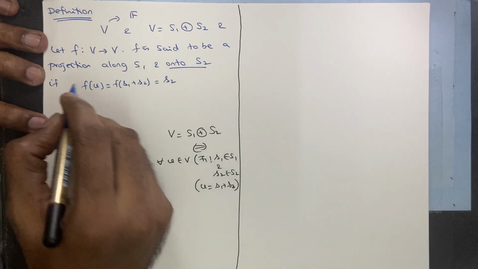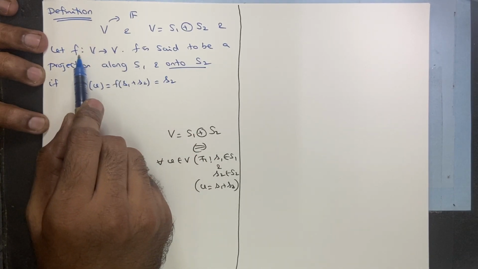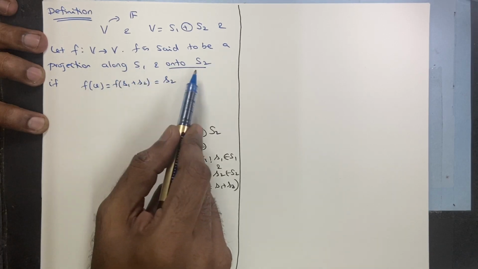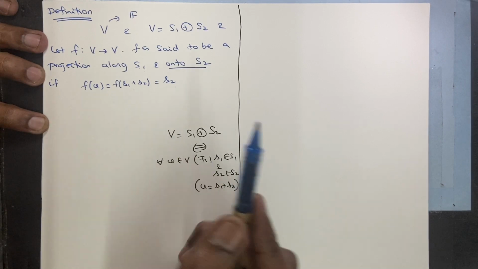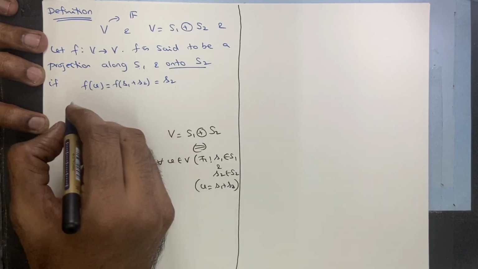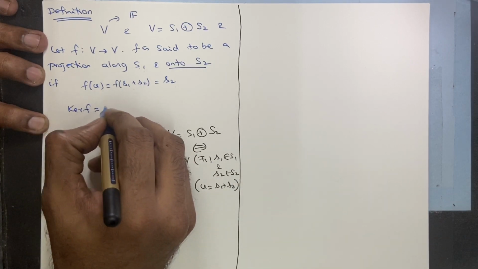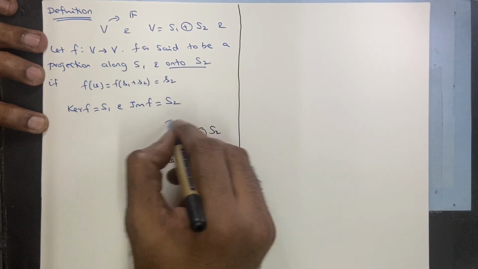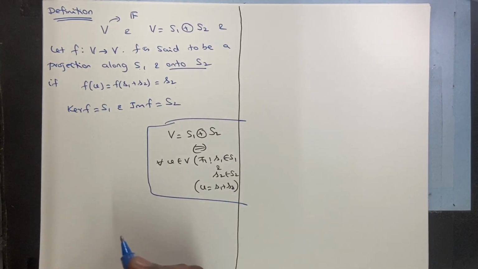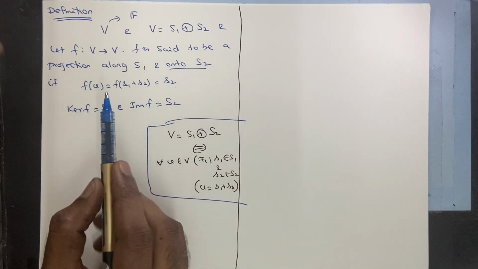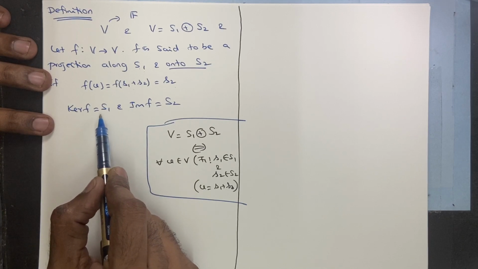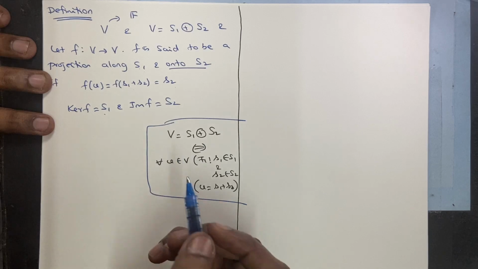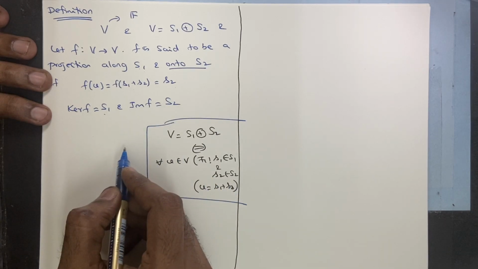That's the definition of a projection. A linear map f from V to V is said to be a projection along S1 and onto S2 if f of v is equal to s2. It is easy to notice that the kernel of f is S1 and the image of f is S2. Therefore the projection is a map along the direction of the kernel of f and onto S2. So this can be easily understood.